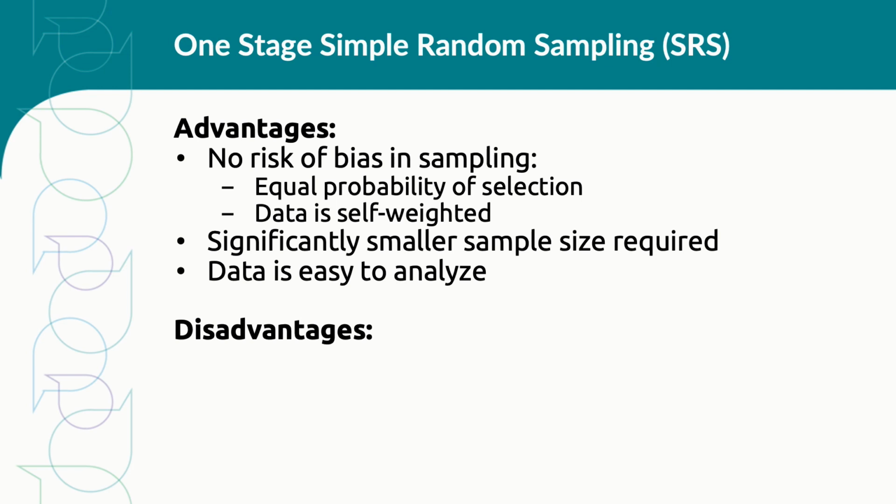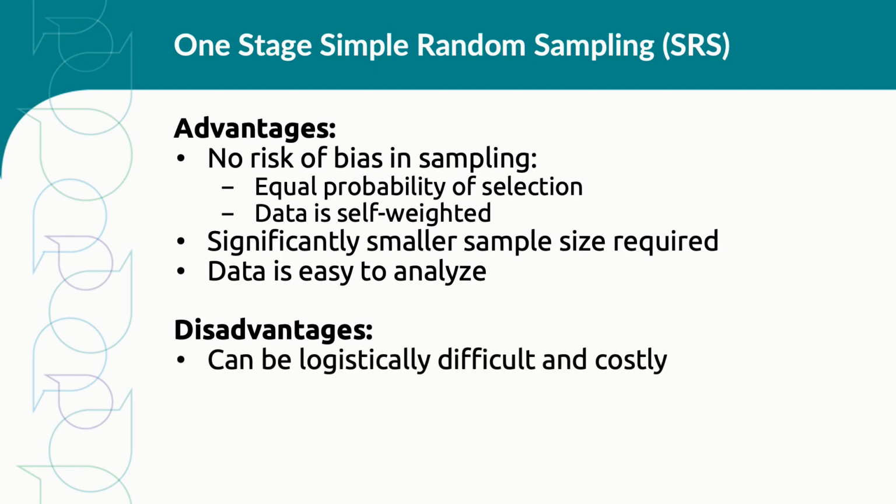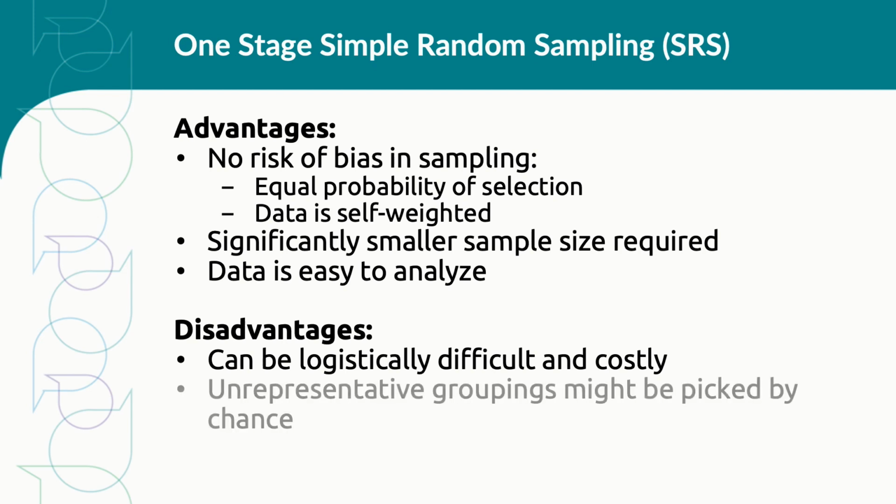Despite the benefits we mentioned here, simple random sampling can be logistically difficult because the units that are sampled are dispersed throughout the entire target population. Depending on the size of your population, this might require visiting hundreds of communities, which can be inefficient given a program's limited resources. There is also the risk of unrepresentative groupings being selected by chance, since SRS does not take into account groups that might be underrepresented in your data.